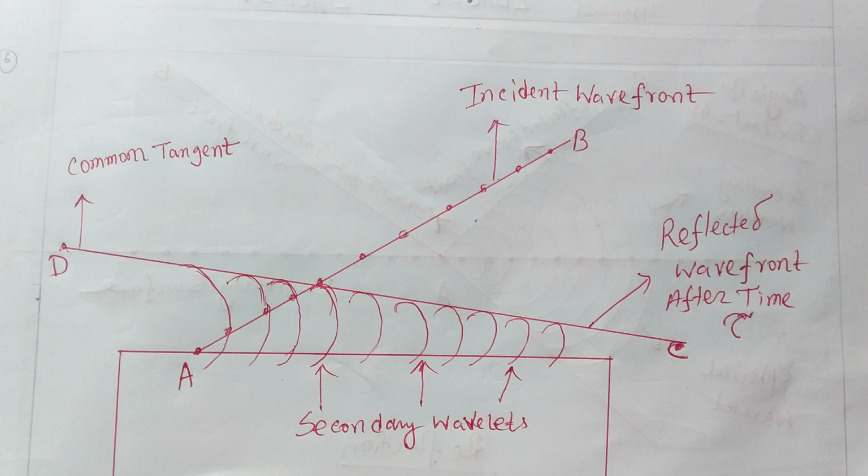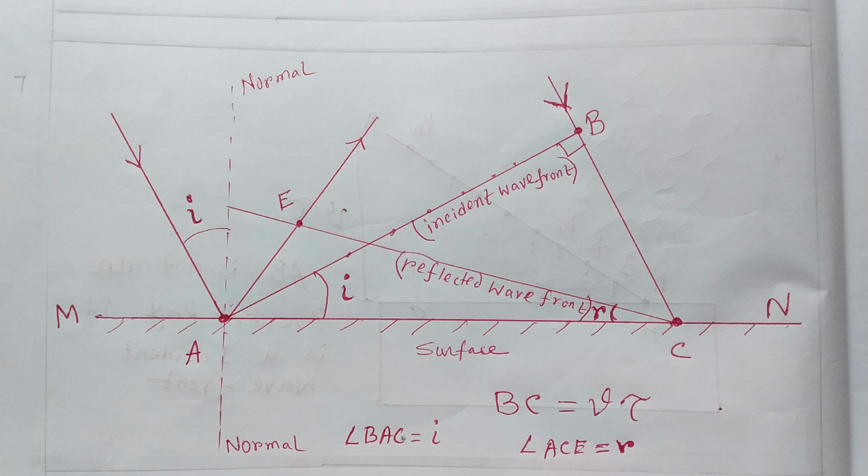AB is the incident wavefront. CD is the position of the wavefront after time tau. CD is the reflected wavefront. In this figure, AB is the incident wavefront. The reflected wavefront is the position of the wavefront after time tau, that is CE.